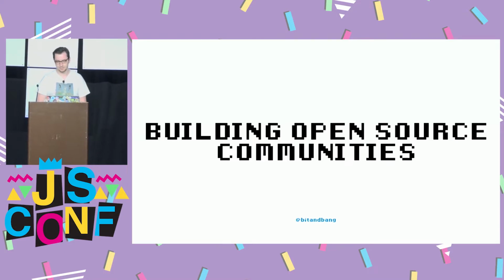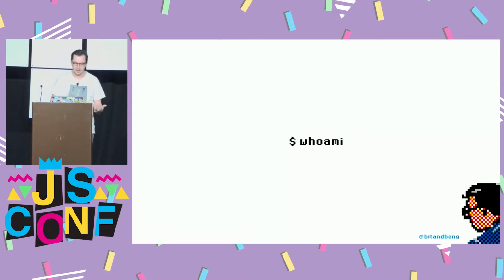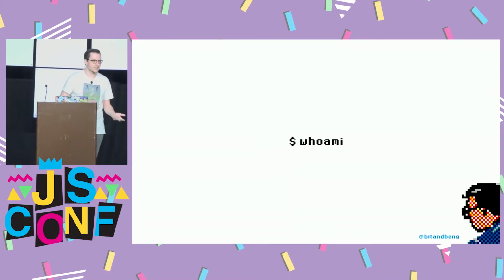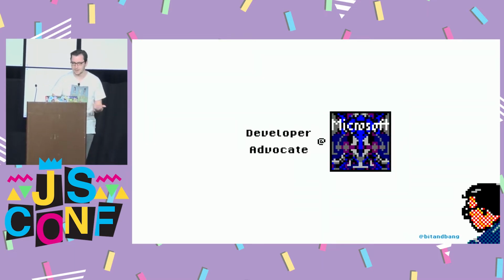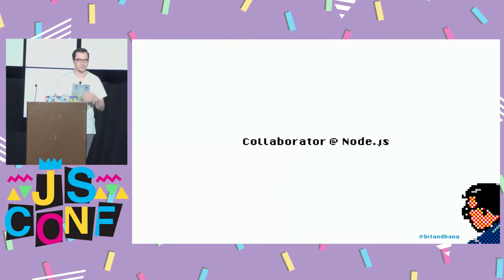Okay. So today I want to talk about building open source communities. Before I get started, I'm going to do a quick who am I. My name is Tierney Cyren. My pronouns are he and him. I'm a senior cloud developer advocate at Microsoft. I collaborate on the Node project and a bunch of other open source projects in various different ways. That's basically what you need to know about me.